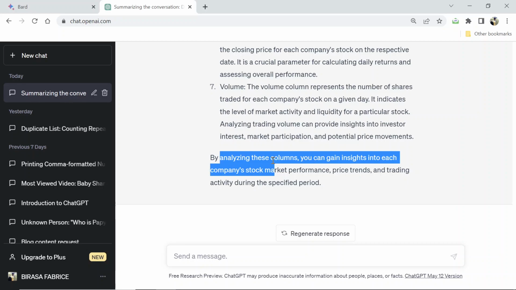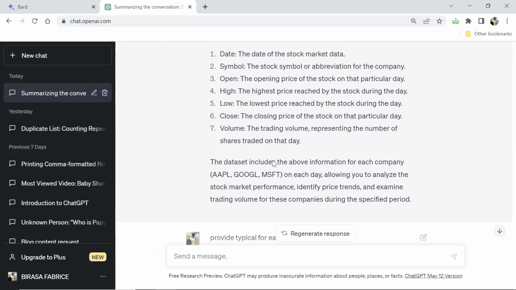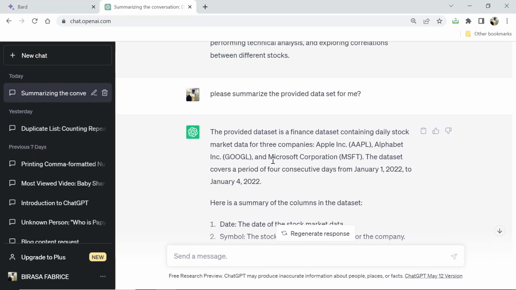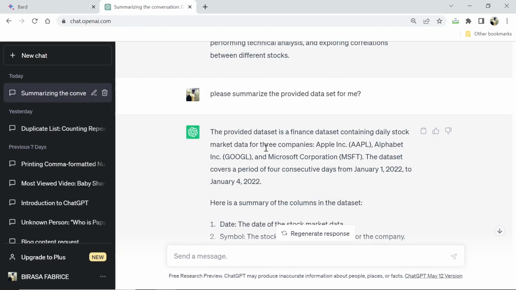Okay, this is a rough summary a ChatGPT or a chatbot can give you.